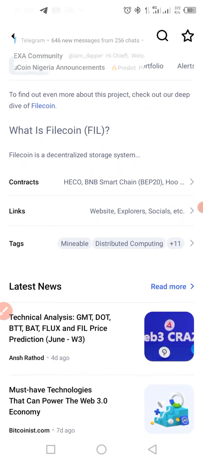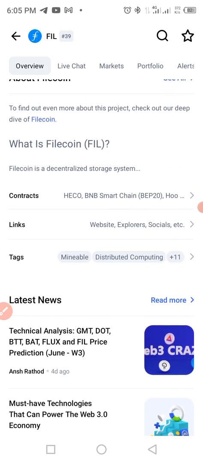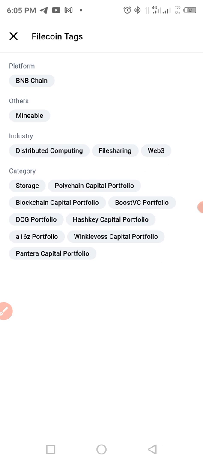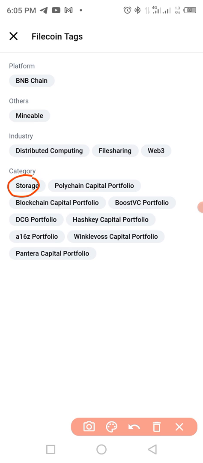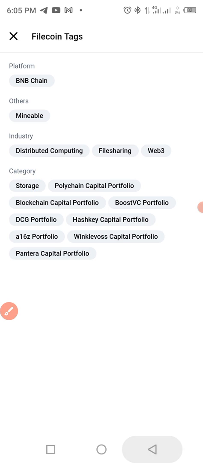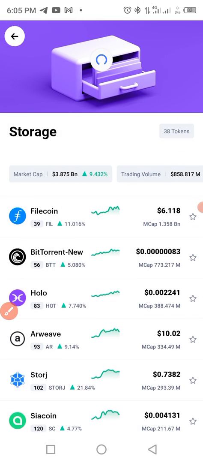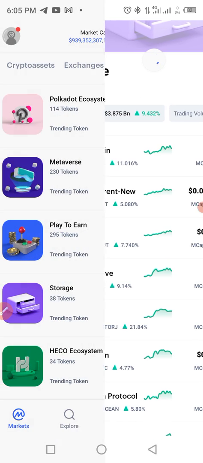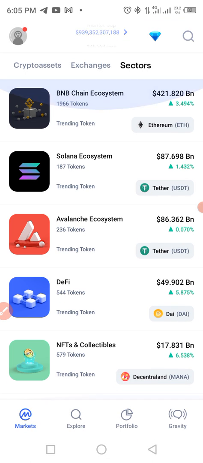Don't worry about this interface, I'm going to explain all of this. You see, this is the category, and this is where storage comes into place. All right, let's leave it at that. This is all the coins on storage. Then we have the Hive ecosystem. So that's just all about the various assets.